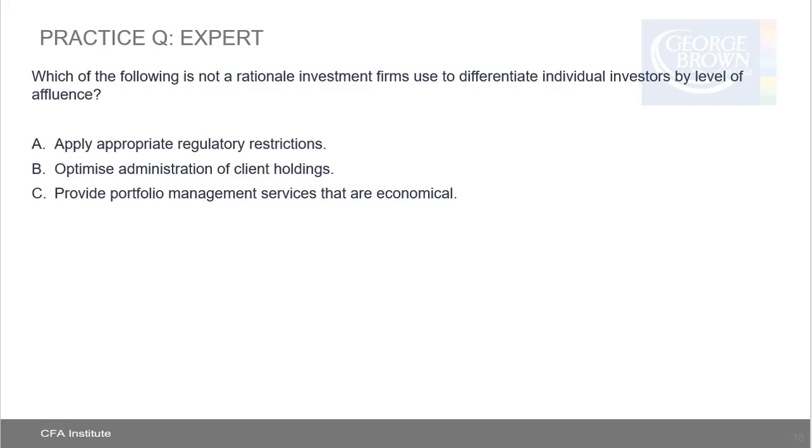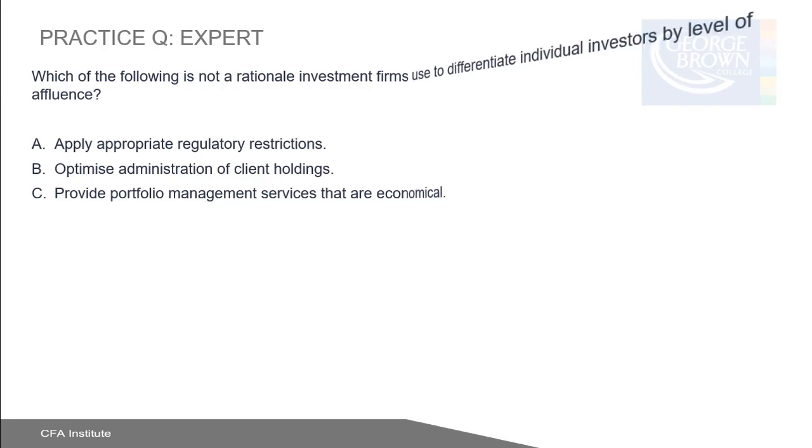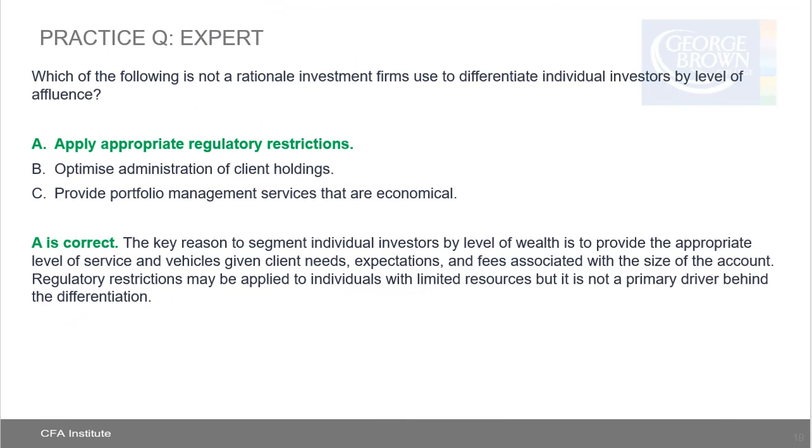Anyhow, we'll just finish this learning outcome statement with a question from the learning ecosystem for the CFA Investment Foundations program, and it's considered classified at the expert level. And the question is, which of the following is not a rationale investment firms use to differentiate individual investors by level of affluence? A, apply appropriate regulatory restrictions, B, optimize administration of client holdings, or C, provide portfolio management services that are economical. Yeah, I found that to be a bit of an expert question. It's very wordy and not so easy to understand.